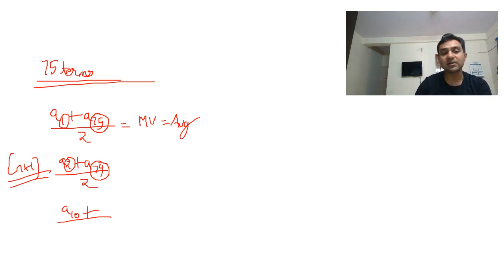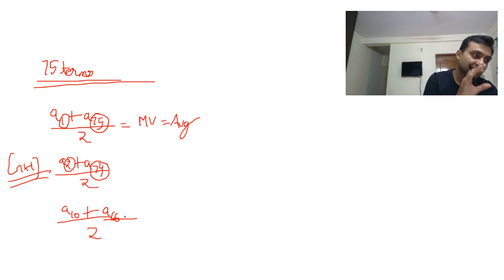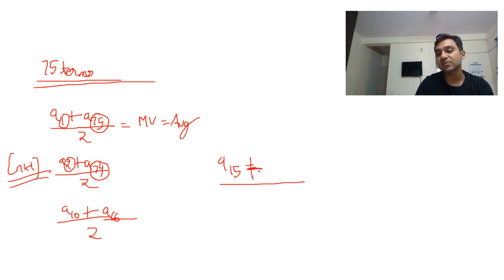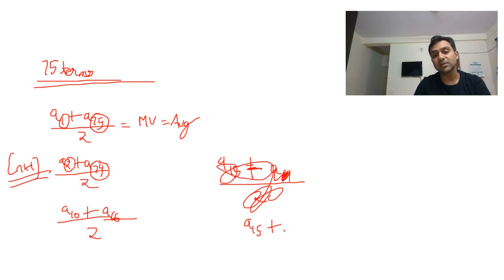So if I want 76, I'll put here 66. 66 plus 10 is 76. So the term which pairs with A10 is A66. If I have to do it for A15, 76 minus 15 will give me 61. Sorry, I made a mistake, it is A61, because A61 plus 15 gives me 76.